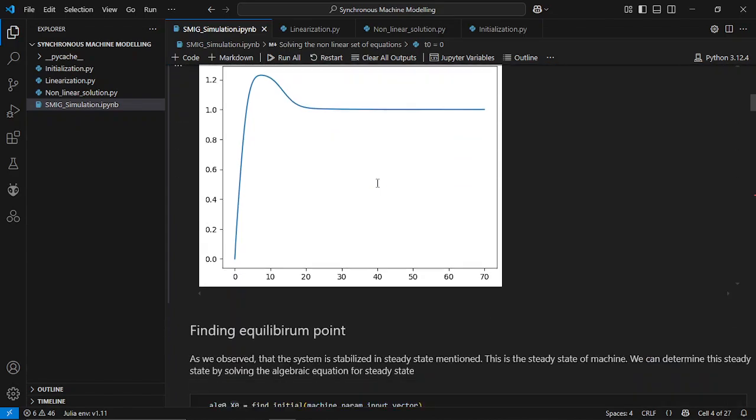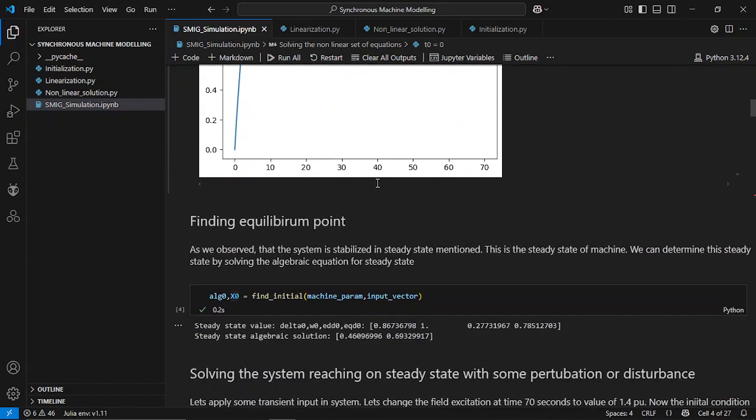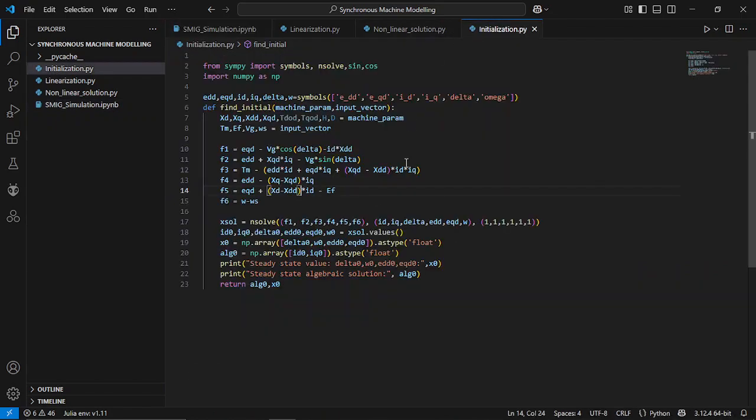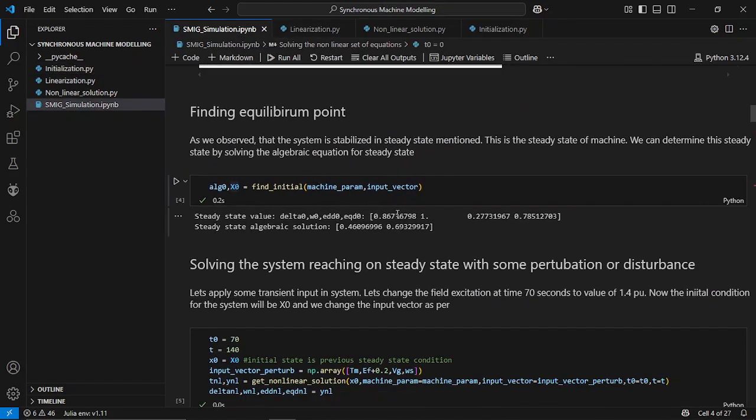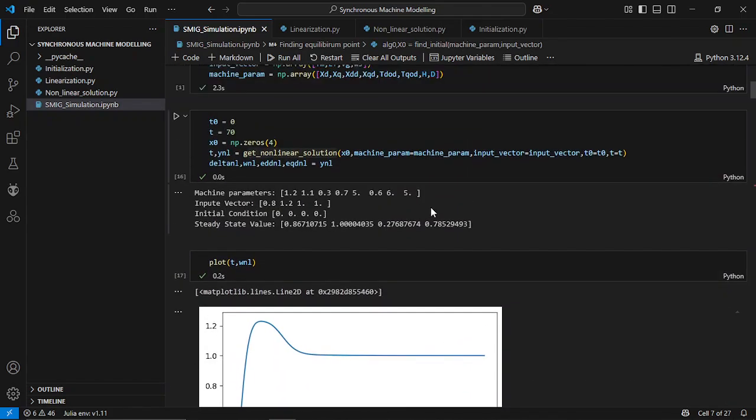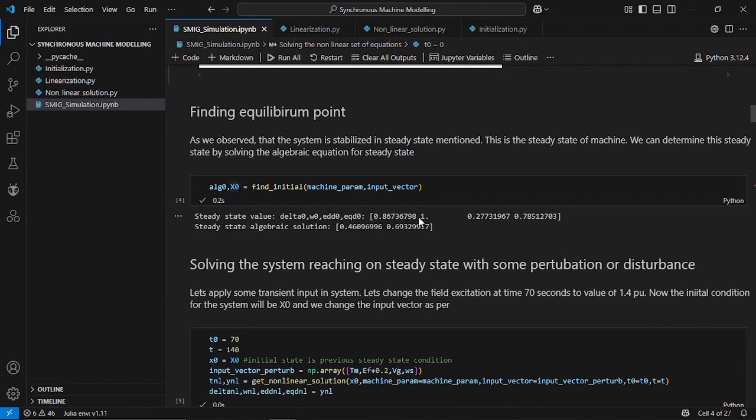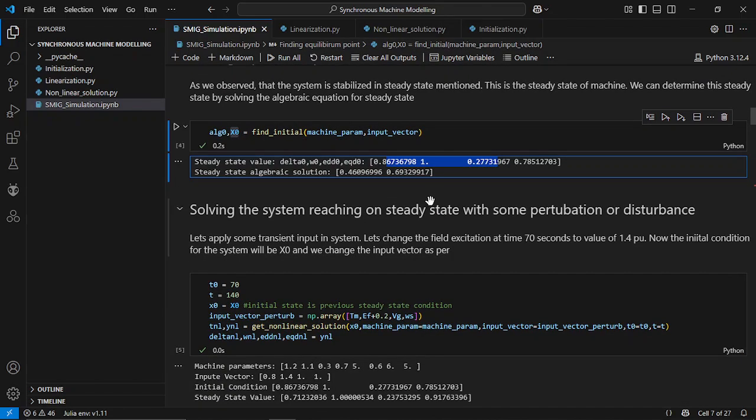But we can find the steady state or equilibrium point by directly solving the set of algebraic and differential equations. We write the algebraic equations and differential equations like this, use the solve command of SymPy, and we can solve for the initial values. So I solved the initial values, and these are the equilibrium points. You may have already noticed that the steady state values are equal to this equilibrium value. Now I want to add some perturbation.